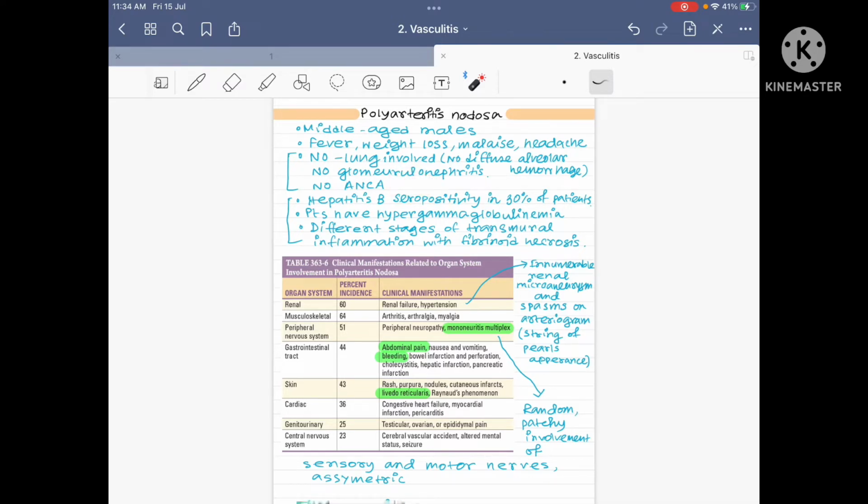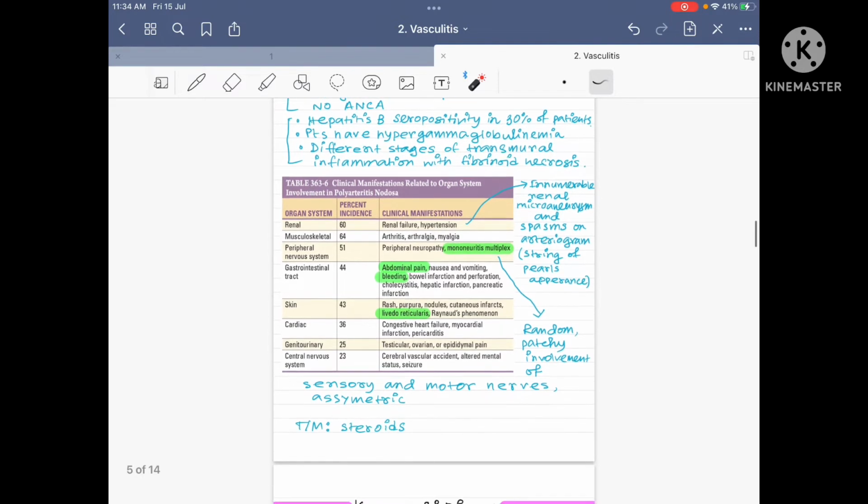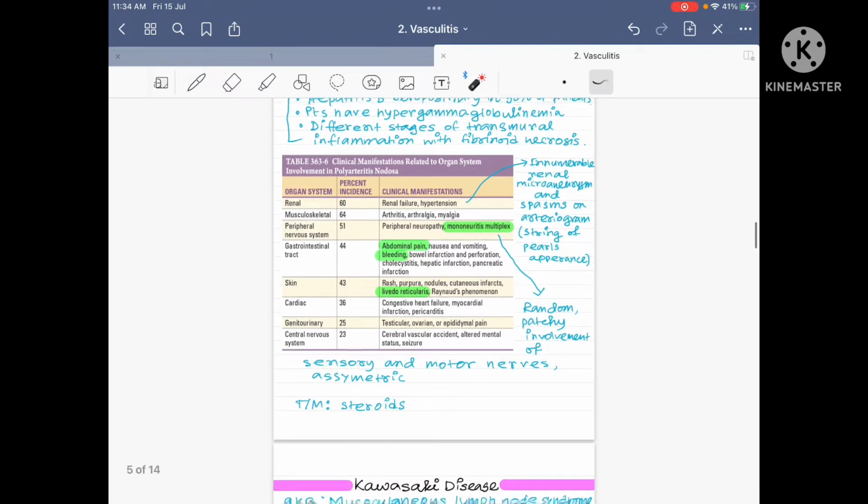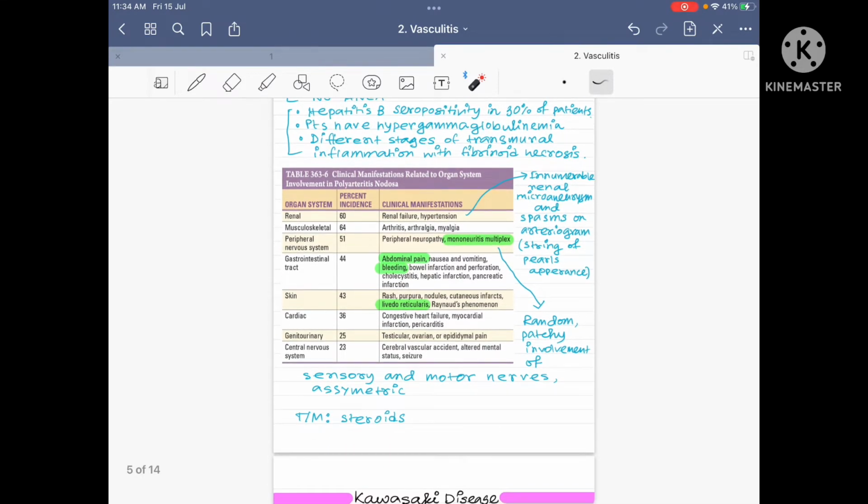And among the 3, one is hepatitis B seropositive, one is hypergammaglobulinemia, and one is fibrinoid necrosis. You have to remember the 3 points. And among the clinical features, you don't have to remember the table, you just remember the specific points.